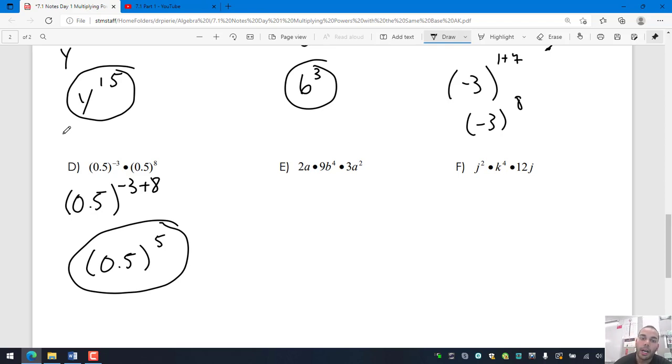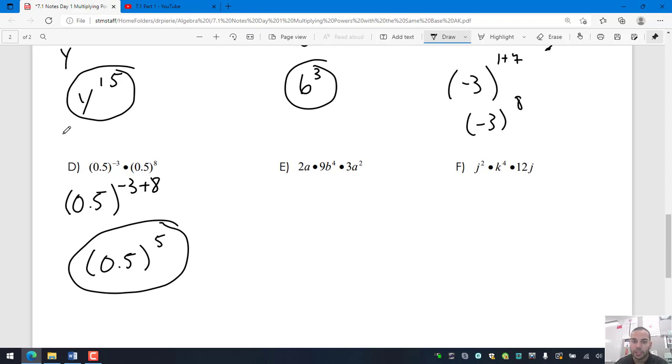Okay, so example E is a little bit tougher because there's multiple things going on here. Okay, this is the first time we're dealing with coefficients. Okay, there's numbers in front of my variables, there's numbers in front of the variables with exponents attached to them. Okay, so here's the principle you need to remember. Combine the numbers with the numbers, combine the letters with their corresponding letters. Okay, so what I see here is I see 2a times 9b to the 4th times 3a squared.